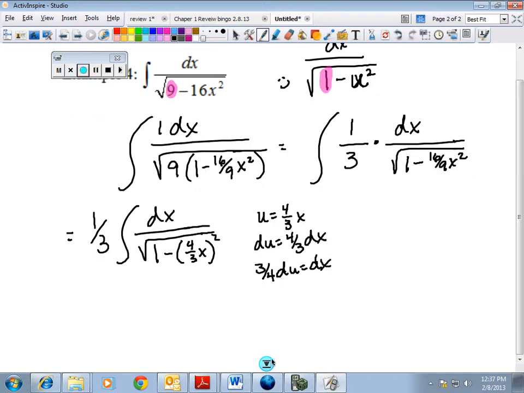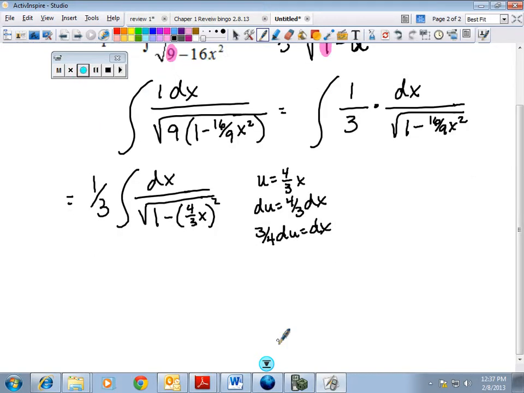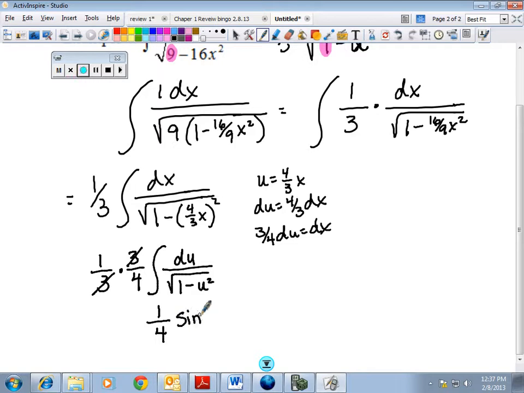Okay. So I'm going to go ahead and fill it in. I got 1/3 times, go ahead and put my 3/4, the integral of dx, which will be my du, over the square root of 1 minus u squared. I'm going to integrate that now. My 3's cancel, so it's 1/4. The integral of this is inverse sine of u plus c.